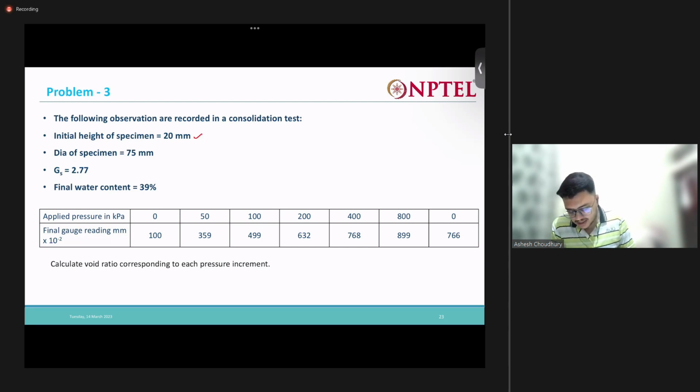The diameter of the specimen is 75 millimeters, Gs, the specific gravity, is 2.77, and the final water content is given as 39%. What we need to calculate is the void ratio corresponding to each pressure increment. Ultimately we need to plot void ratio versus effective stress, so let us see how we can find out the void ratio.